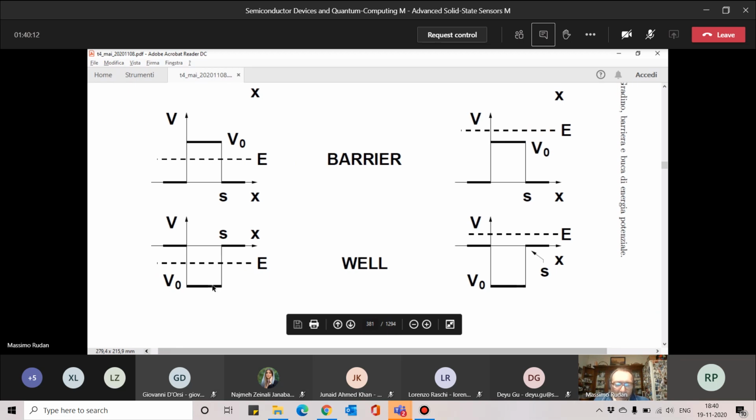So the box is something similar to the thing that is called well in this figure, okay? The only difference is that between 0 and some value that here it is called S, in the other page it was called A, the potential energy is zero, and then it is positive on the right and on the left. So it is the same figure as you can see here, only shifted upwards, okay, by the amount V0, okay? So this is called well.